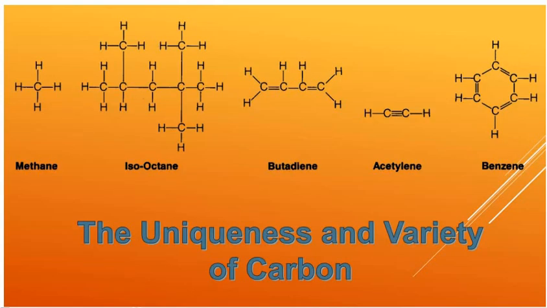So look at the structures: methane, isooctane, butadiene, acetylene and benzene. So the uniqueness and the variety of carbon: how carbon is arranged in different compounds in different ways.